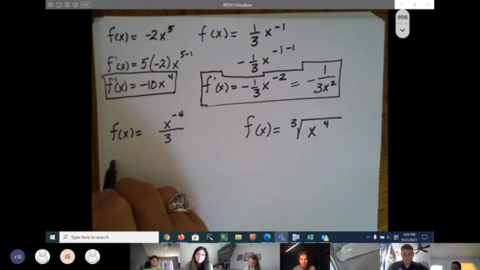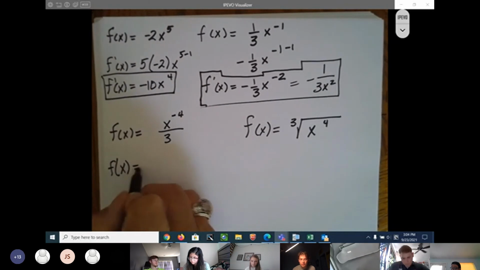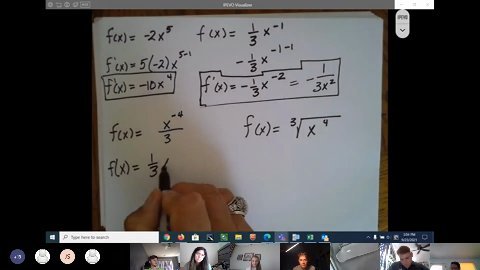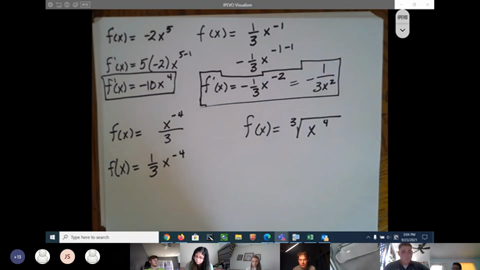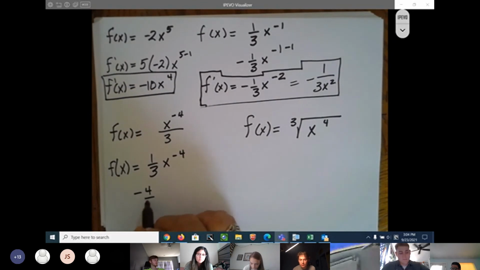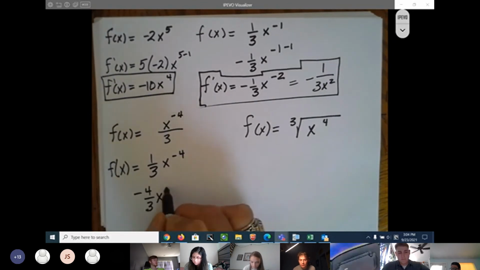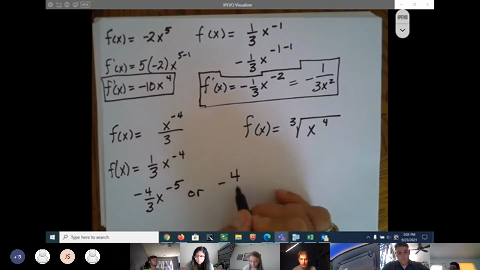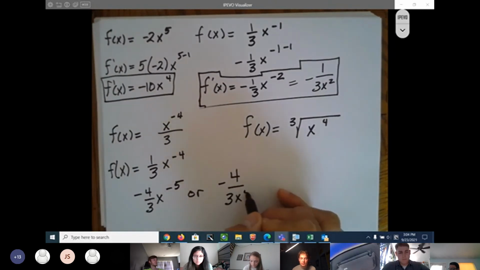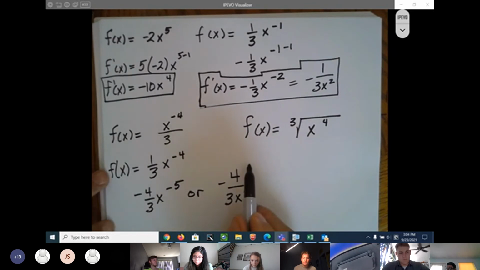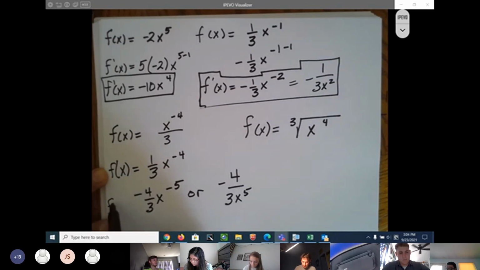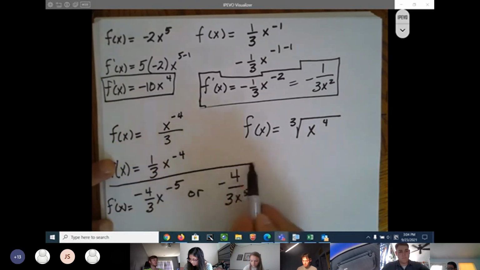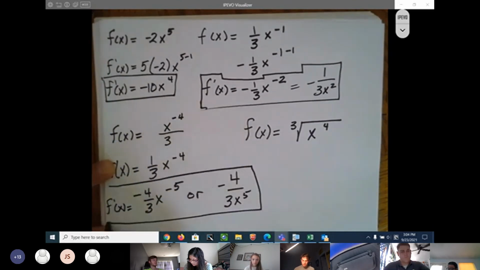This can be rewritten as 1/3 x to the negative 4th, negative 4/3 x to the negative 5th, or negative 4 over 3 x to the 5th. I guarantee you somebody missed that one. Because somebody always looks at this one cross-eyed on a test.